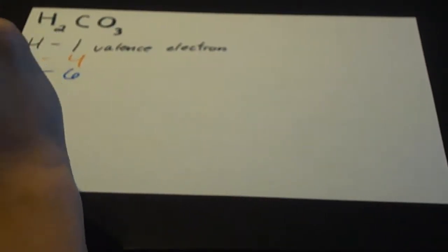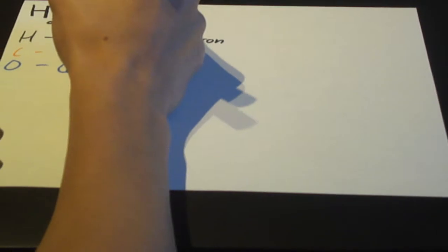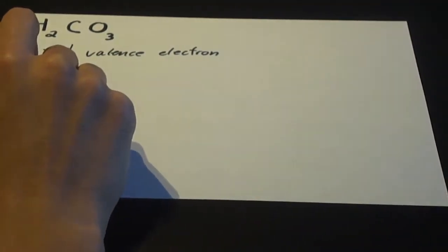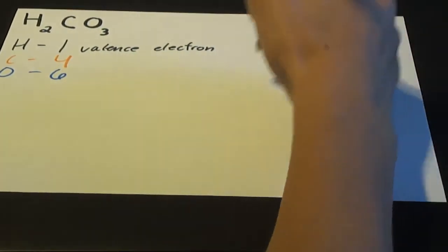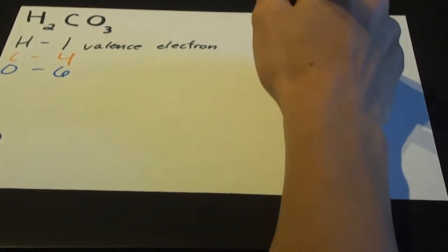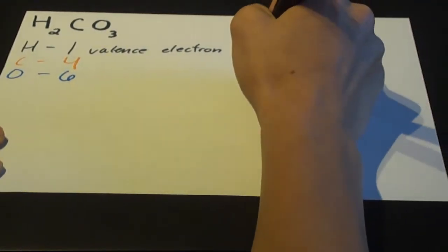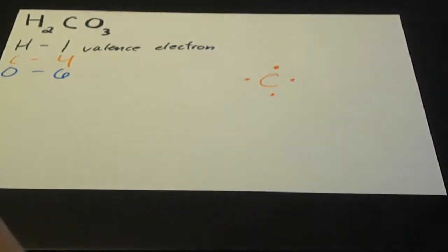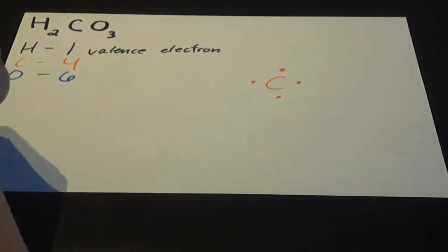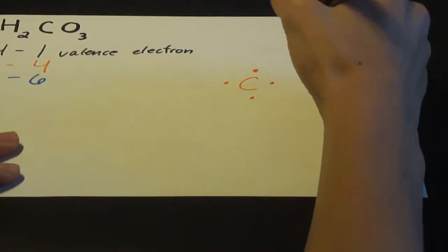Now, to start the Lewis structure, we start with carbon, because it's the middle element in this equation, and has 4 valence electrons, so 4 possible places for bonding. So we draw on the 4 valence electrons, 3, 4. Right. Next we proceed to the oxygen, and there's 3 oxygens, so we draw those in.